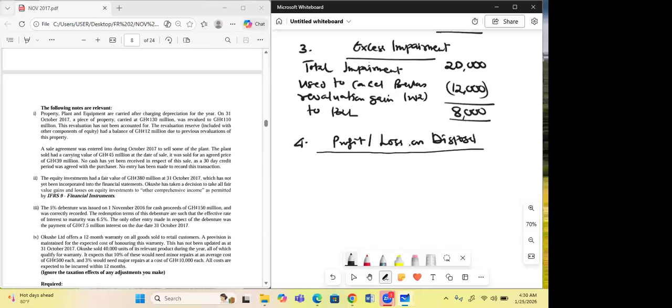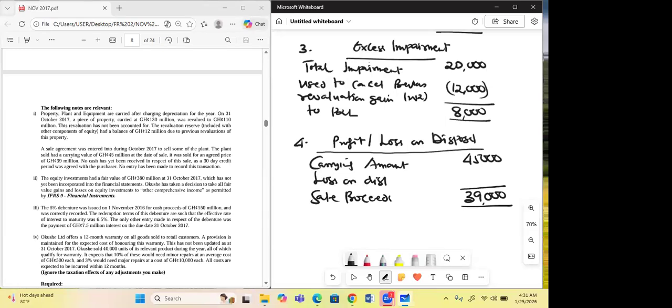They said the plant had a carrying amount of 45 million. So we'll compare the carrying amount of 45,000 to the sale proceeds. They said it was sold for an agreed price of what? 39 million. So the sale proceeds were 39,000. What is this? This is a loss on disposal. Hey, the one shouting impairment, this is strange. Anytime you see a loss, you call it impairment. The thing has been sold. This is physical money. You need to be careful. So a loss on disposal of what?